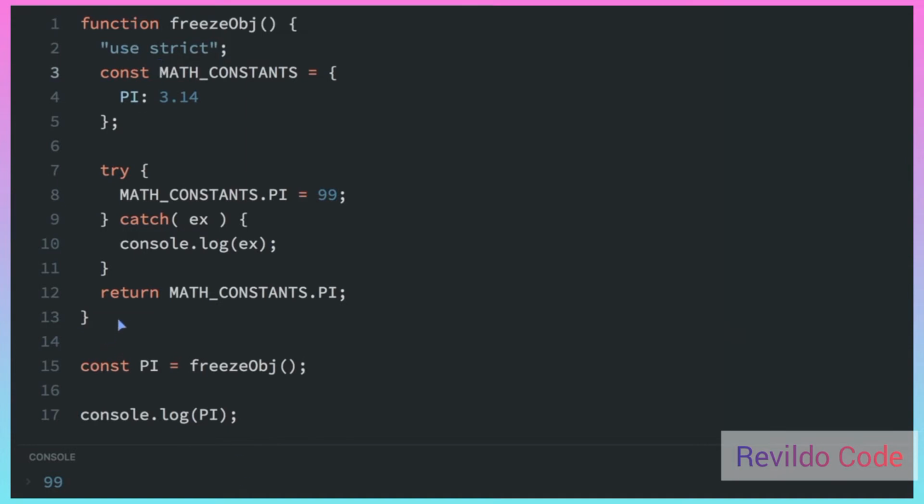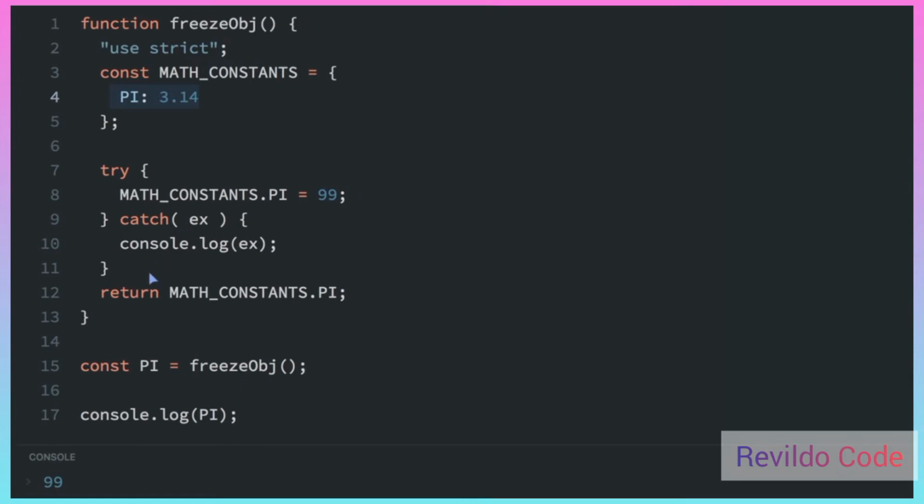First of all, let's understand this function here. We're using this function to demonstrate object.freeze. So it's going to create this constant, math constant, with a pi in it. This is an object. And right now, this can still be changed.